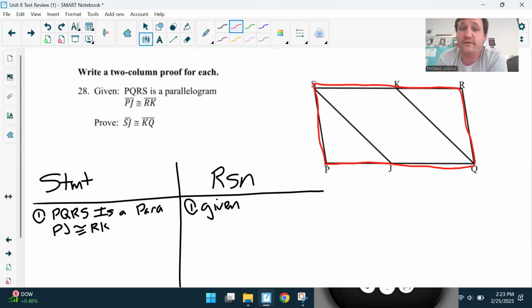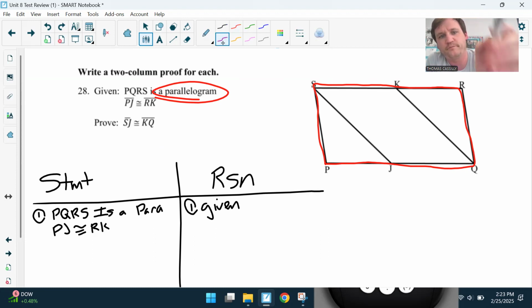What they did is they gave us a lot of free stuff. They told us the top and bottom are parallel. The top and bottom are congruent. The left and right are parallel. The left and right are congruent. The diagonals bisect. The opposite angles are congruent. They said all of that with that single word. So knowing all those properties is really going to help us finish out this proof. What we are trying to do is show that SJ is congruent to KQ. So how can we do that?